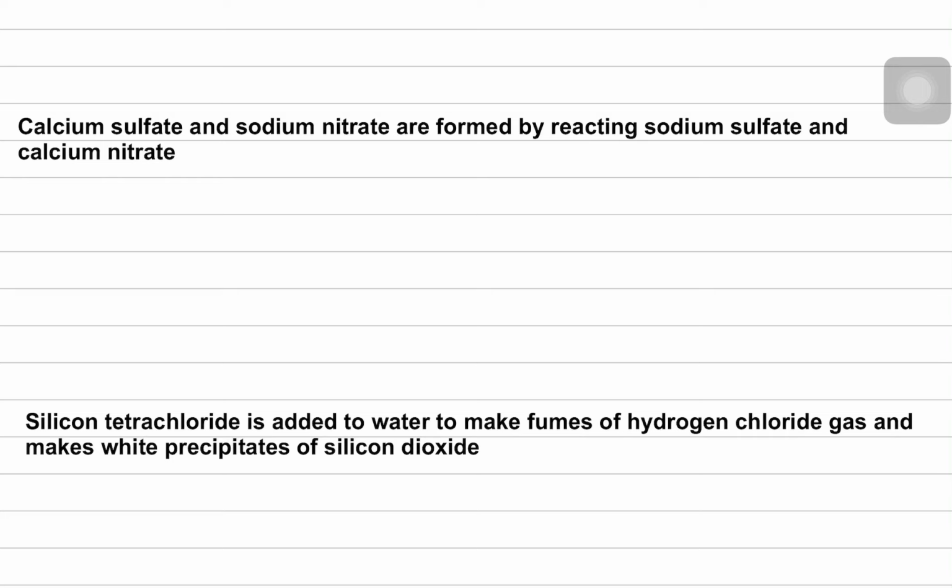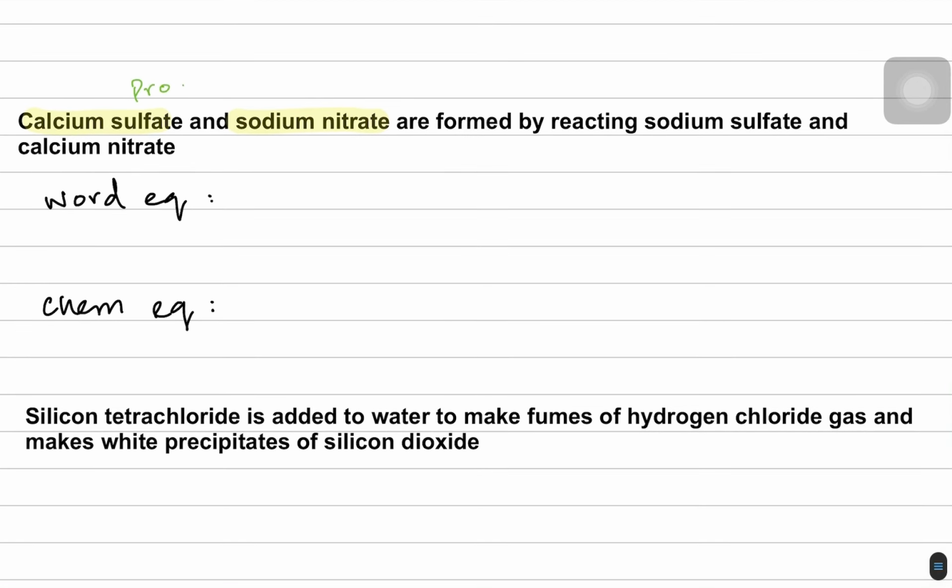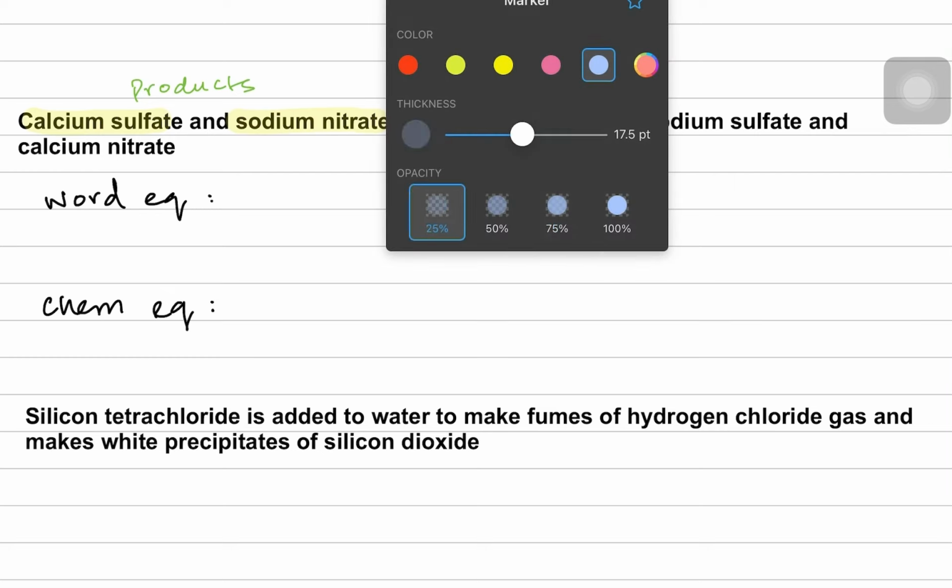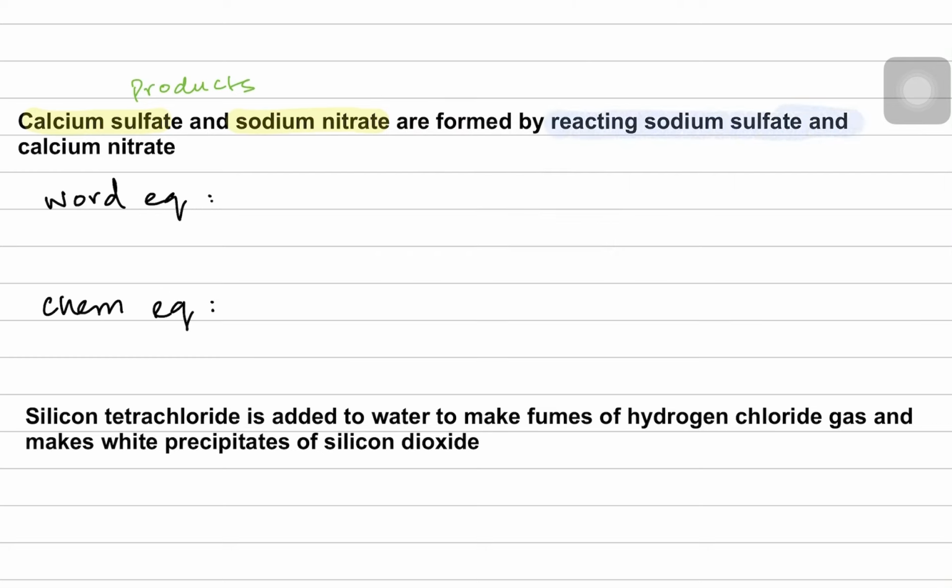We need the formula before we write the equation. We will write the word equation first, and then we will write the chemical formula equation. For word equation, it's very simple. Two things are formed. Whatever is formed is our product. So these two are products because they are formed. And whatever was reacting, by reacting this and this, they are reactants.